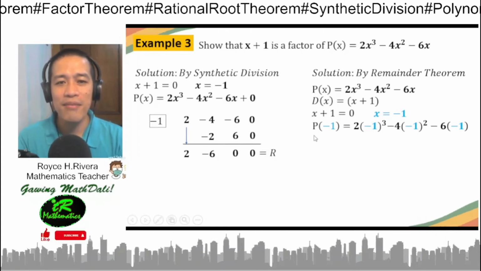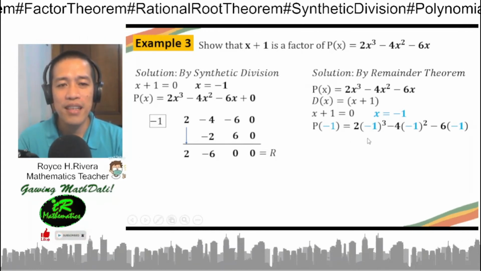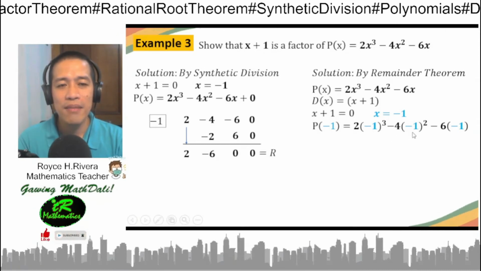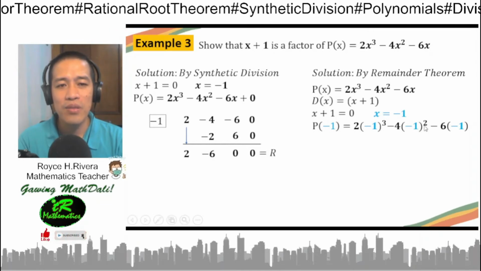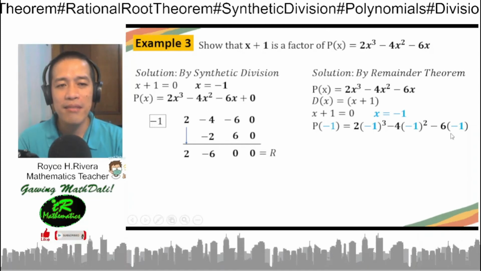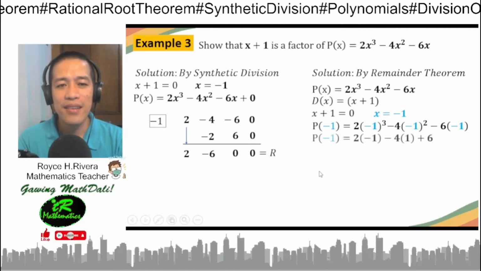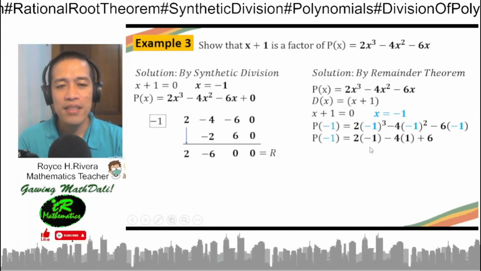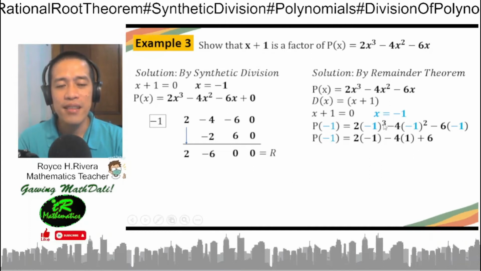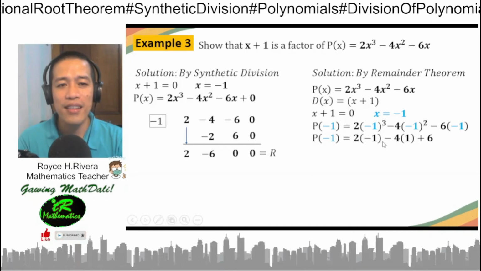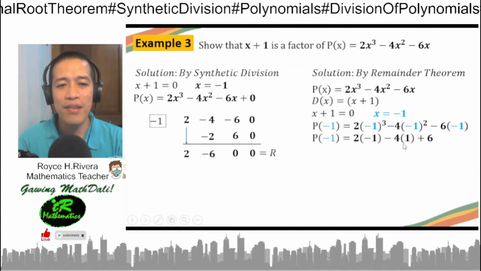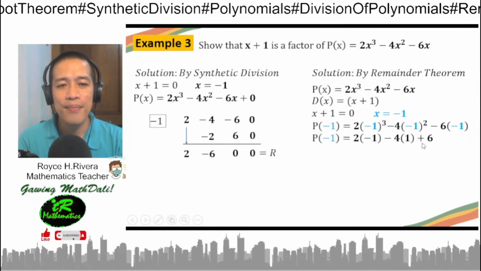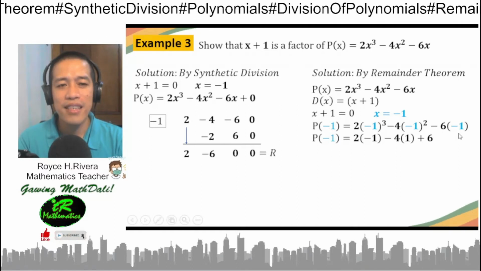So we write p of -1 is equal to 2 times -1 raised to 3 minus the product of 4 times the quantity -1 raised to 2 minus the product of 6 times -1. We evaluate. P of -1 is equal to 2 times -1. -1 raised to 3 is still -1, minus the product of 4 times 1. -1 squared is 1, plus the product of -6 and -1 is 6.